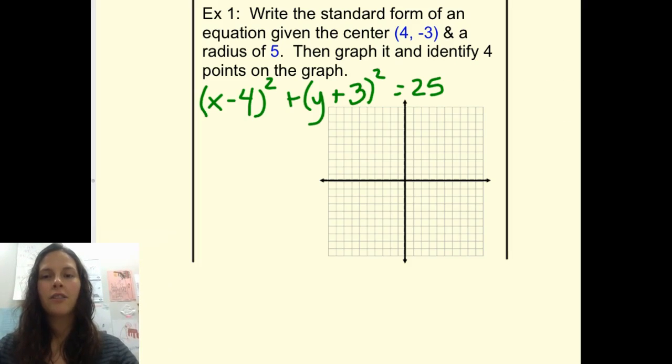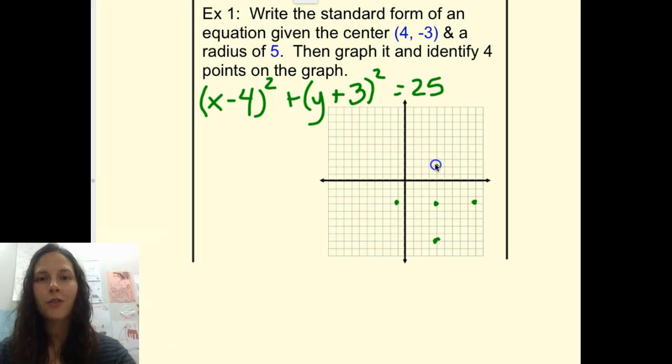To graph the circle, you plot the center. You plot the center as the point you are given, not as the values that are in the parentheses and not opposite. Plot it as the normal center. And then from there, you use the radius to find 4 points that are actually on the circle. Our radius is 5, so I'm going to go 5 to the right, 5 down, 5 to the left, and 5 up.